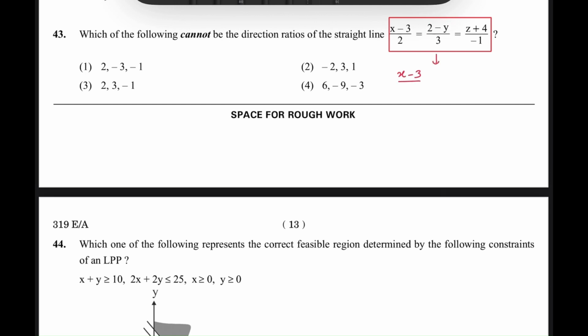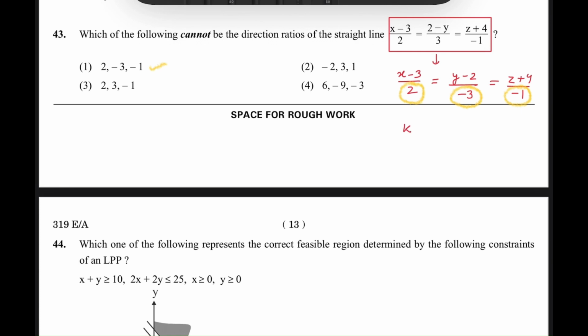So x minus 3 upon 2 equals y minus 2 upon minus 3, and then z plus 4 upon minus 1. Now this is in the standard form. And what are the direction ratios of the line? 2, minus 3, minus 1, right? So 2, minus 3, minus 1, yes, this is a direction ratio. The negative of this is also a direction ratio, or any multiple, right?